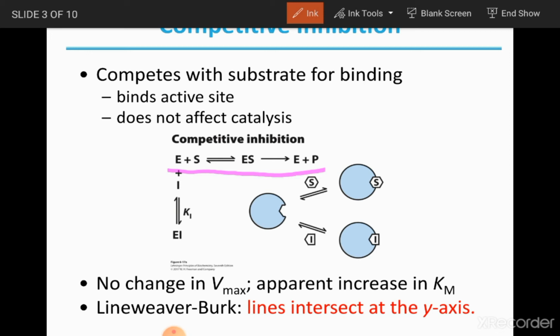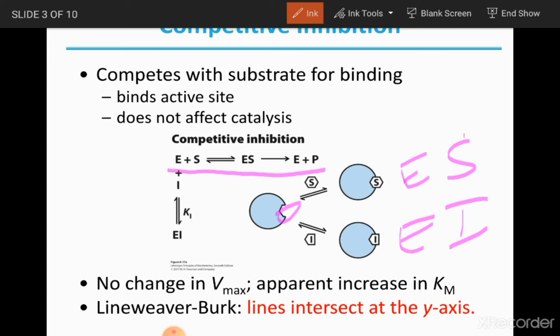Sometimes it may form an EI complex, sometimes it may form an ES complex. If the EI complex is formed, we can't expect the product to form. So here the kinetics are going to change. This is the schematic. This is an enzyme and this is the active site of the enzyme, and this is reversible. The substrate can bind and you get an enzyme substrate complex, or in the presence of the inhibitor, the inhibitor may bind to the enzyme and form an EI complex. Both reactions are reversible.